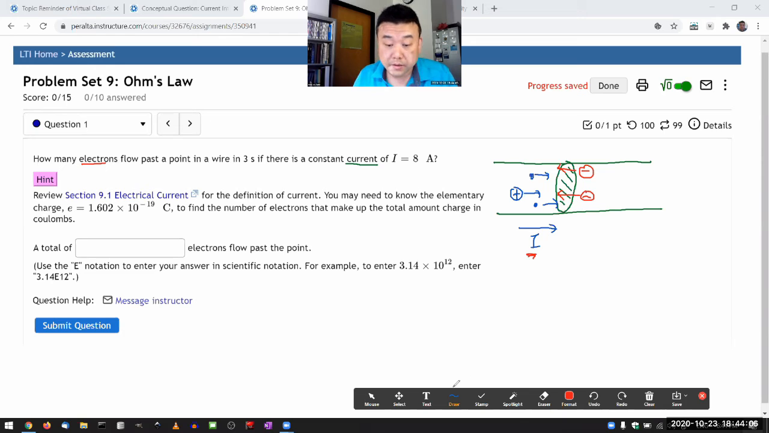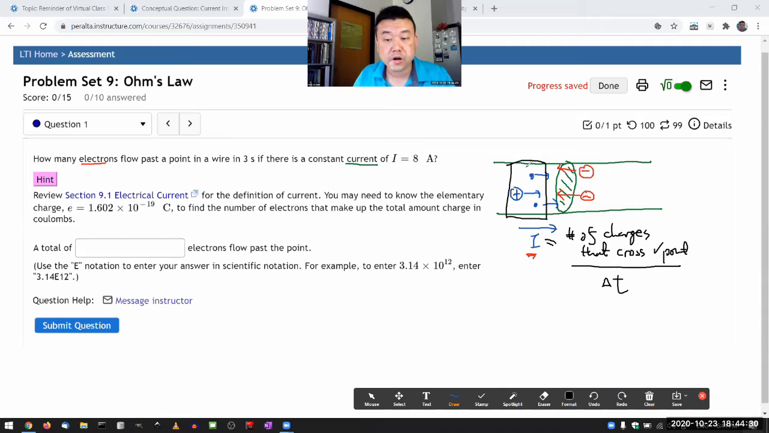So the way we define current, this word description, is how we define current. It's the number of charges that cross the checkpoint divided by a unit time. So you look at how many charges have crossed this point over a unit time delta t, and that's current.